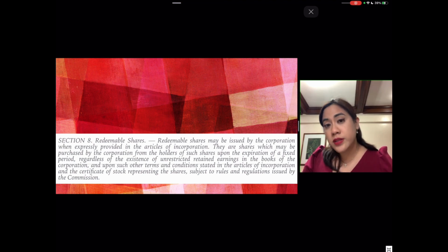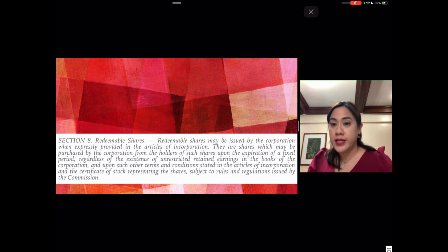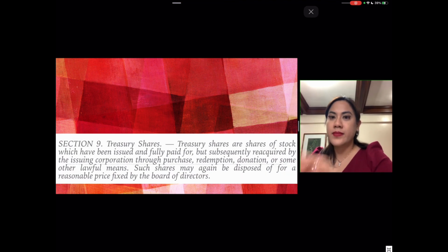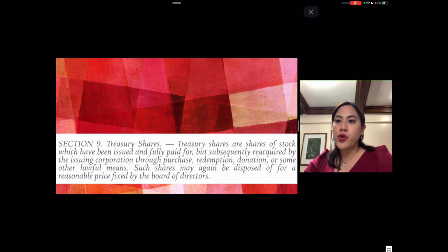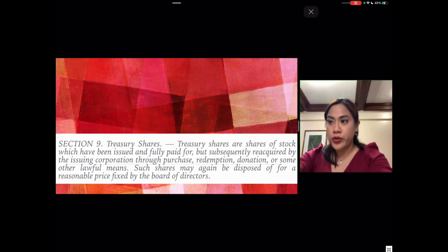And without wanting to stress this enough, under Section 6, redeemable shares are one of the two types of shares that may be deprived of voting rights, except the I am sad mnemonic under Section 6. Alright, last. Section 9, treasury shares. These are shares of stock which have been issued and fully paid for, but subsequently reacquired by the issuing corporation through purchase, redemption, donation, or some other lawful means. Such shares may again be disposed of for a reasonable price fixed by the board of directors.